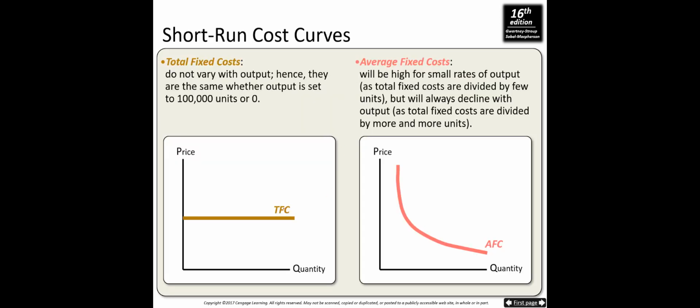So let's look at the figures, graphs of short-run cost curves. Total fixed cost is what you spend, let's say you spend $100, and it does not vary with the output, hence it is the same whether output is 100,000 units or 0. Average fixed cost, as we said, for 1 unit, $100, you produce 1 pizza, it's 100, but then when the output increases, let's say quantity is 100, average fixed cost is $1. Why? Because average fixed cost is fixed cost divided by quantity.